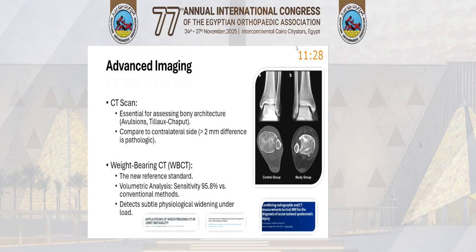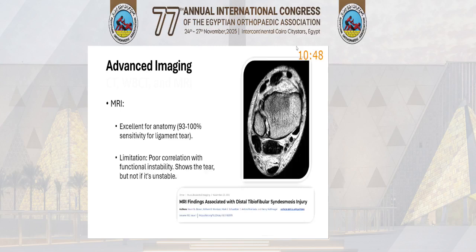Advanced imaging like CT is essential for assessing the bony architecture if there is an avulsion or Tillaux-Chaput fragment. Compared to the contralateral side, more than 2 millimeters difference is pathologic. And very interestingly, the weight bearing CT, we are waiting for it to come soon. It's a new reference standard, very effective in evaluation of the syndesmosis, with sensitivity 95.8% versus the conventional methods. It detects subtle widening under load. When the patient stands, there is load and stress, and you can clearly see by weight bearing CT the syndesmosis injury or diastasis.